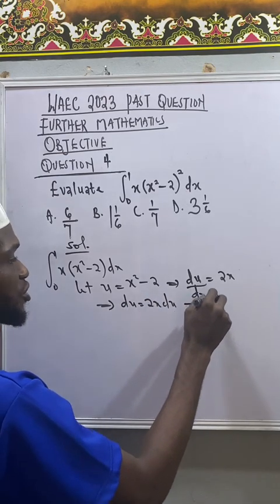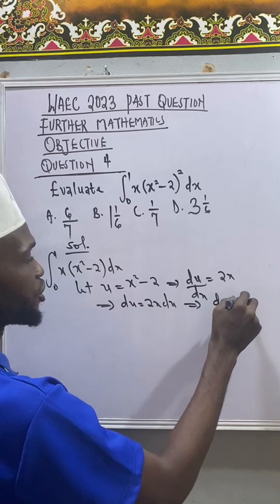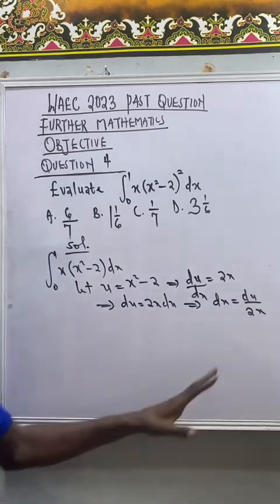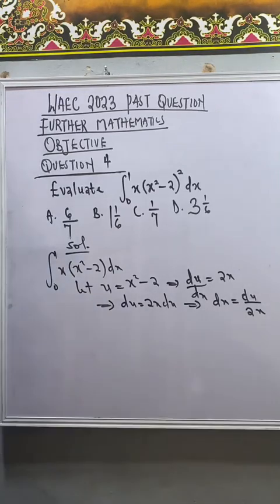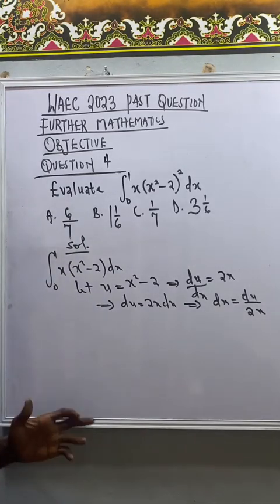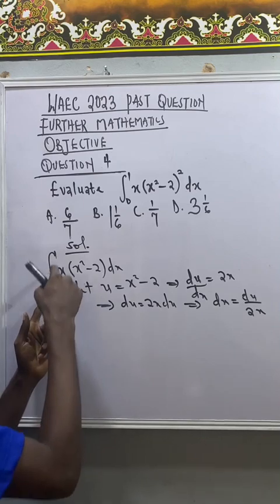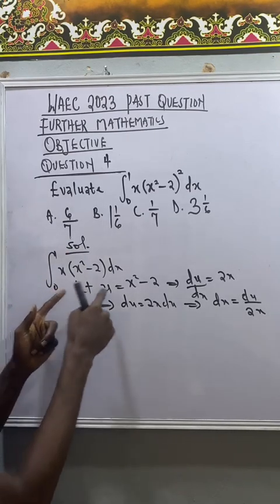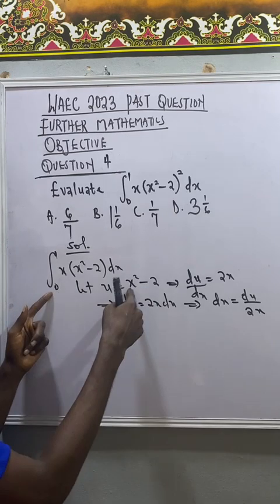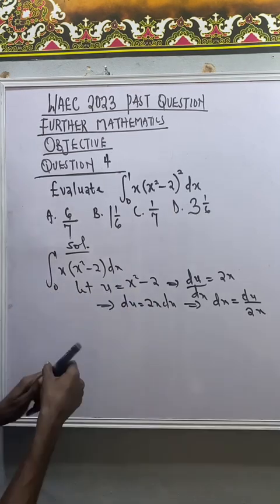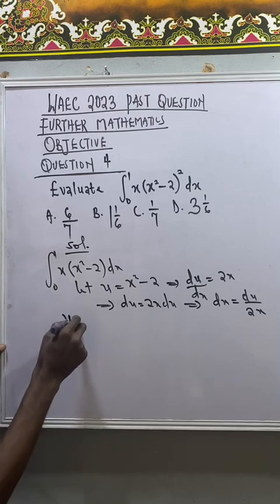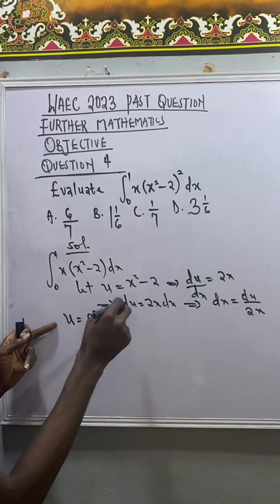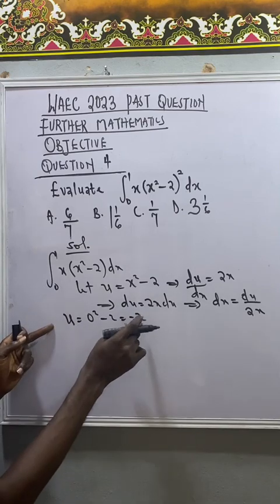Make dx the subject of the formula. You have dx equal to du all over 2x. Good. Keep this result somewhere. Now, in order not to stress myself too much, I want to change the limit of this integral. When x is 0, I substitute here to know the value of u. At x equal to 0, you have 0² − 2. That will give me −2. That means u will be −2.